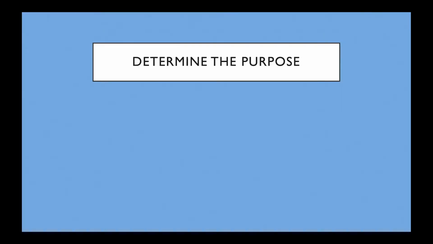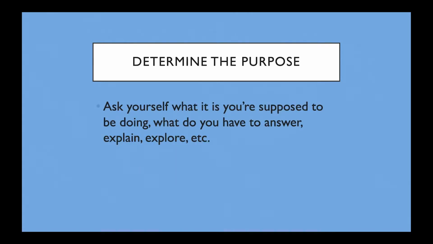The first step to outlining is to determine the purpose of your paper. You can ask yourself what it is you're supposed to be doing in your writing. What do you have to do or want to address, answer, explain, explore, etc.? You can determine the purpose of your paper by looking at your prompt or the question/guideline that has been given to you by the person who assigned you the work. Going over it with a focus on what you need to actually do should help you determine the paper's purpose.